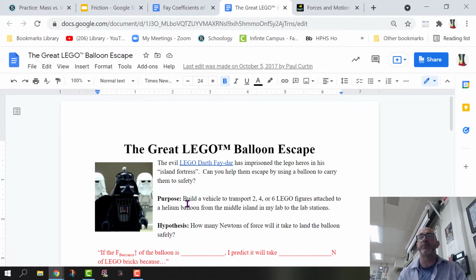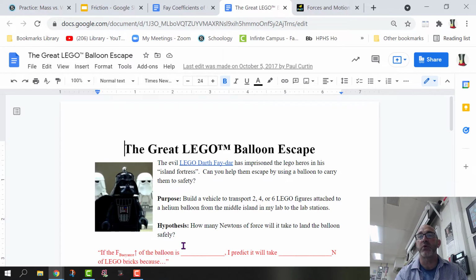Here's what I want you to do. I would like you to build a vehicle using Legos that could transport 1, 2, 4, or 6 Lego figurines and attach it to a helium balloon in the middle of my lab station. This is what you want to do.